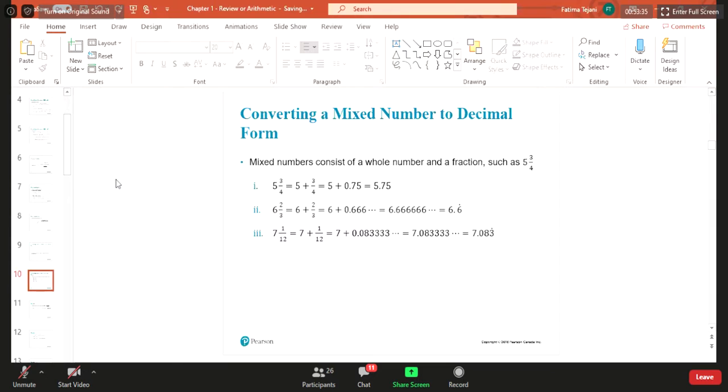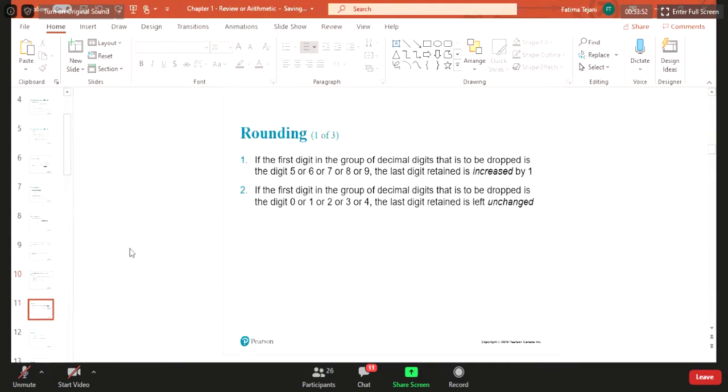So do not get confused that, oh, if it is a whole number and a fraction, how do you convert that to the decimal form? This is the way you calculate it. Okay. Is everyone with me and is everyone following this? Yes. Okay, good.